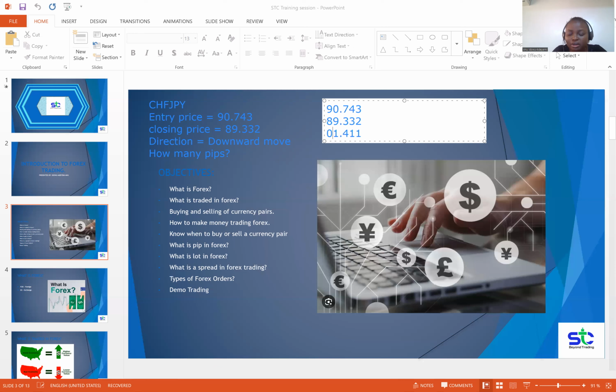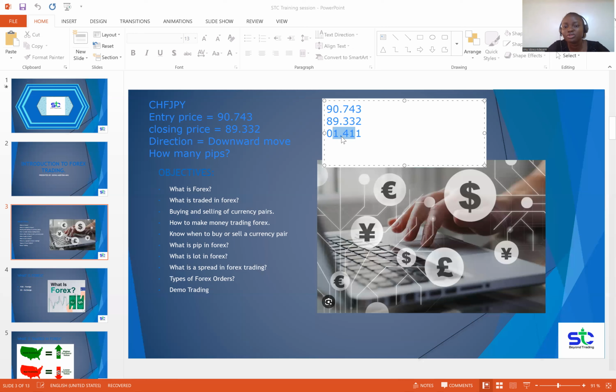So how many pips has price moved? What do you want to notice? Number one, always exclude the pipette. Here the pipette is 1. And the second thing I said, any figure before the pips is important. Now before the pips here, we have a 0. So since it's 0, always remove the 0 and concentrate on this.